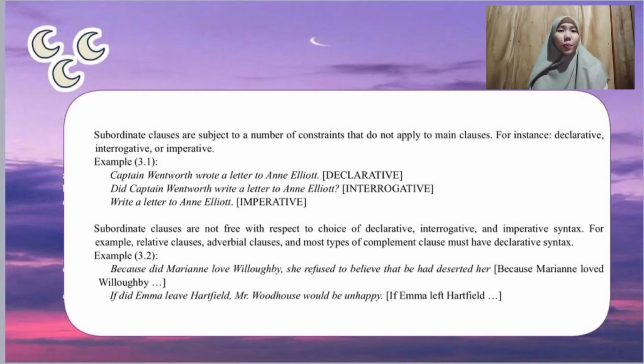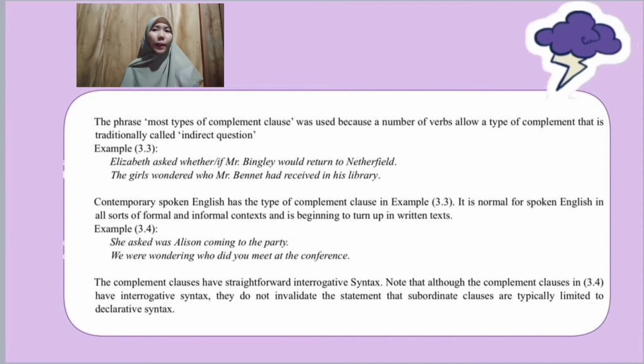Look at the example in 3.2. A. Because Marian loved P, she refused to believe that P had deserted her. Not: because did Marian love P. In B, Mr. Woodhouse would be unhappy if Emma left Hartfield. Not: if did Emma leave Hartfield. The phrase most types of complement clause was used because a number of verbs allow a type of complement that is traditionally called indirect questions. Look at example 3.3.